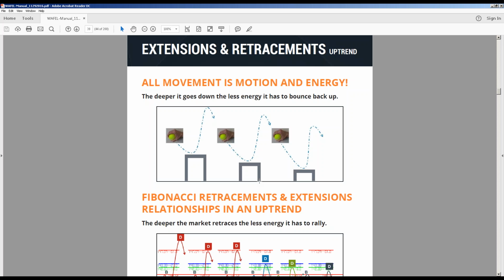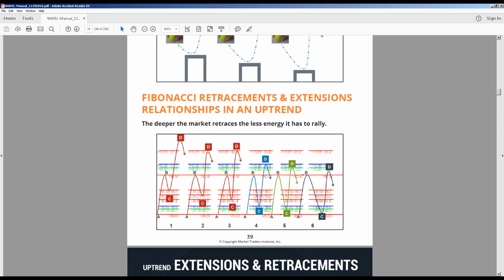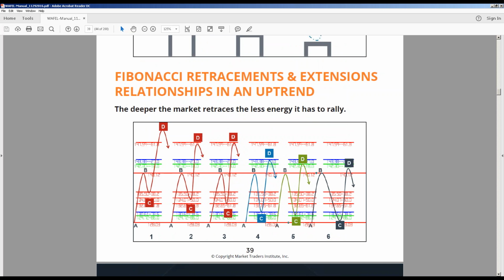Right, now all movement is motion and energy. The deeper it goes, the less energy it has to bounce up. Fibonacci retracements and extensions, relationships in an uptrend. The deeper the market retraces, the less energy it has to rally. You can see here, if the market bounces at the 8.6 retracement level, it doesn't have enough energy to actually move all the way up to the 1.618. Therefore, the D extension is going to be the 1.18 extension.